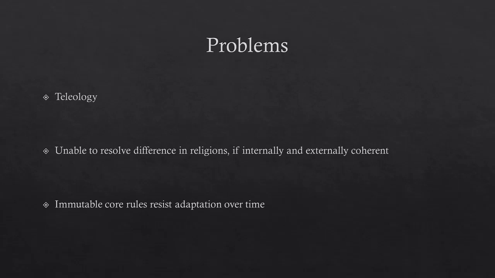Finally, the other big issue is the immutable core rules, because they're, well, immutable. There is no means of adapting the core ideas over time. The core rules are either absolute, or you lose the whole ethical system. Or perhaps, if you prefer, you end up with a different ethical system.